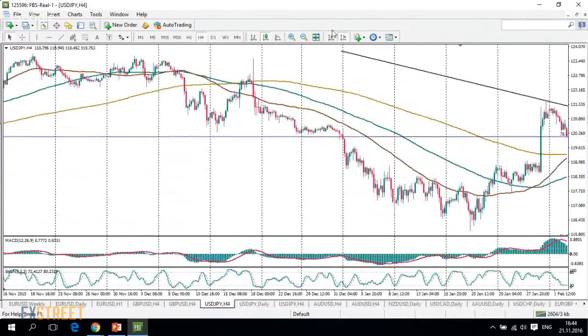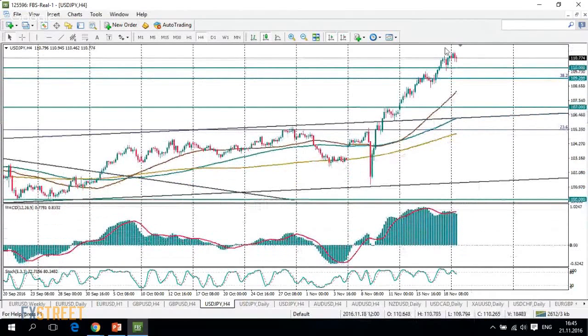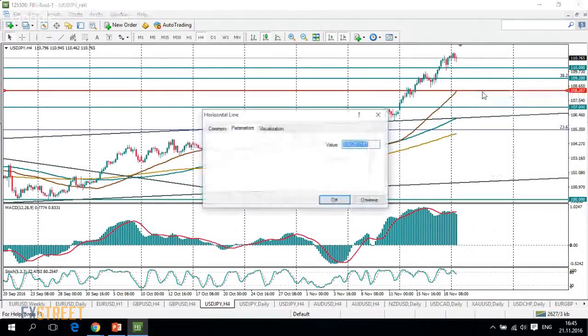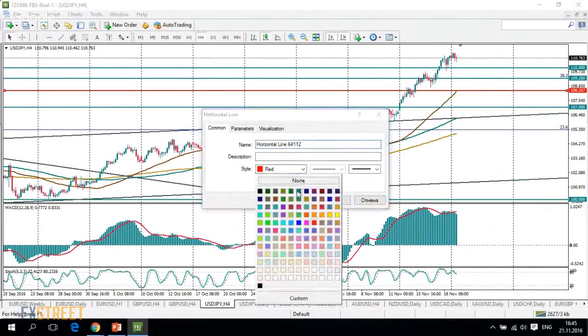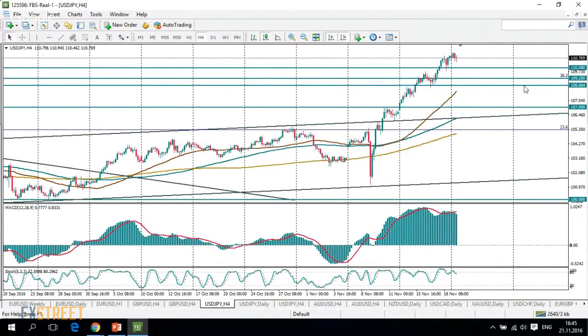On the 4-hour chart, we can see that the moving averages are rising. They are in order showing the uptrend, but the recent highs of the price are not confirmed by highs of the MACD indicator, so we should expect a correction. And here as well we have levels around 108.50 to watch as our targets as support level. This is the main target for this week for dollar yen.